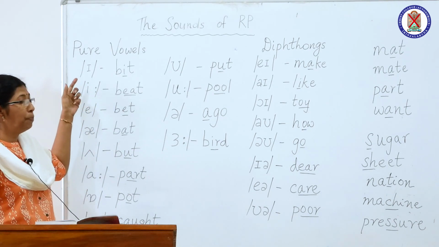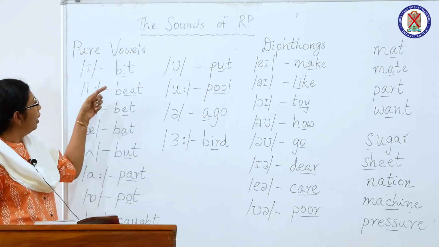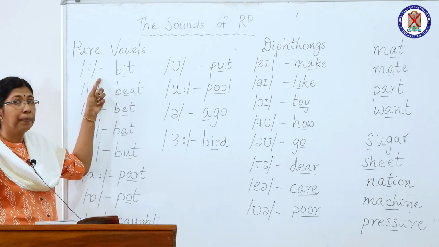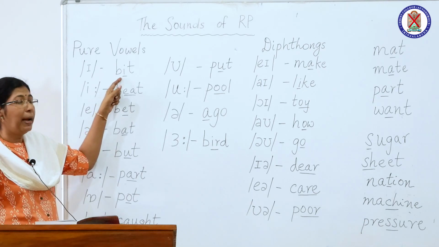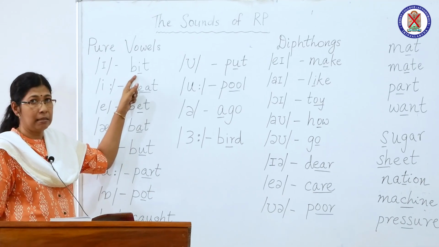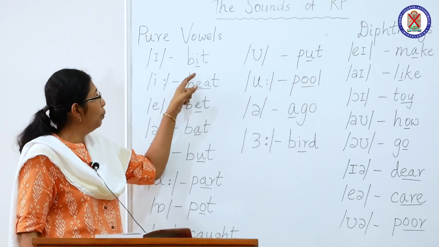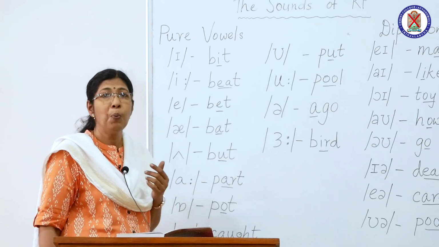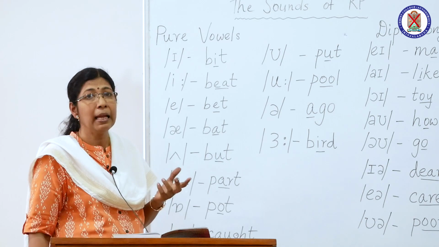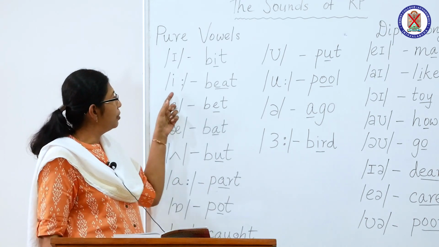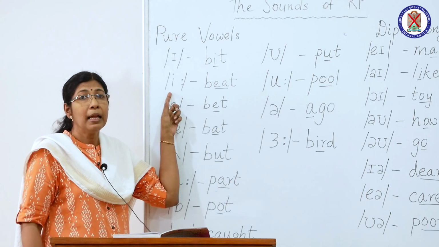The first pure vowel is short i. It is the sound that we come across represented by the letter I in bit. The sound in the word bit, that is how we pronounce the letter I in bit. Coming to the second one, this is the sound long e.